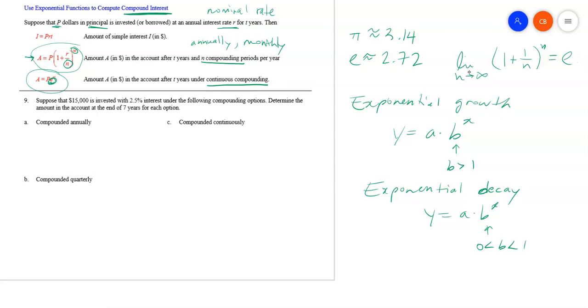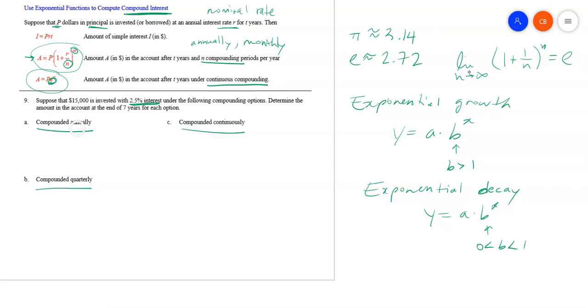I don't want to go off on much of a tangent with that one, but what I mean to say is that with this problem number 9, it says that there's a 2.5% interest rate, and it has different compounding options that we're looking at: compounded annually, compounded continuously, or compounded quarterly. The true interest rate that you have after 1 year will depend on the number of periods. The more periods that you have, the higher the actual rate will be.